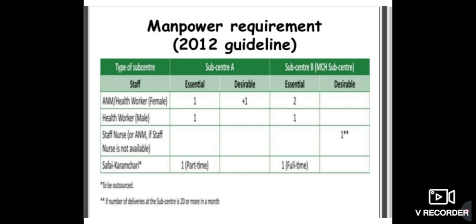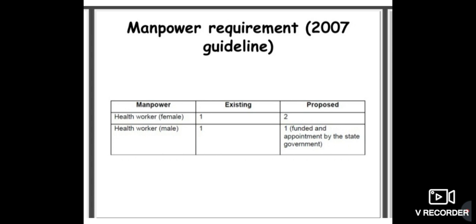And what is the manpower of a subcenter? First, ANM: in subcenter A, one essential, one desirable. In subcenter B, 2 essential. Health worker male: 1 in subcenter A, and 1 in subcenter B as well. Staff nurse: in subcenter B, 1. And Safai worker: 1 part time in subcenter A, and full time in subcenter B. Manpower according to the 2007 guidelines: health worker female 1 existing and 2 proposed; health worker male 1 existing and 1 proposed.